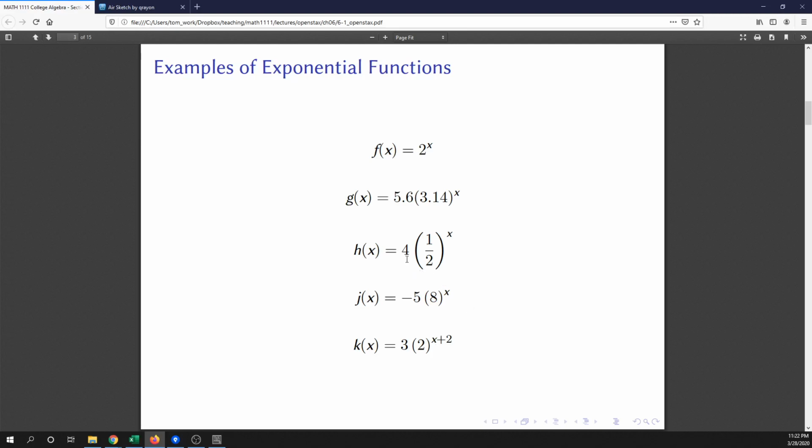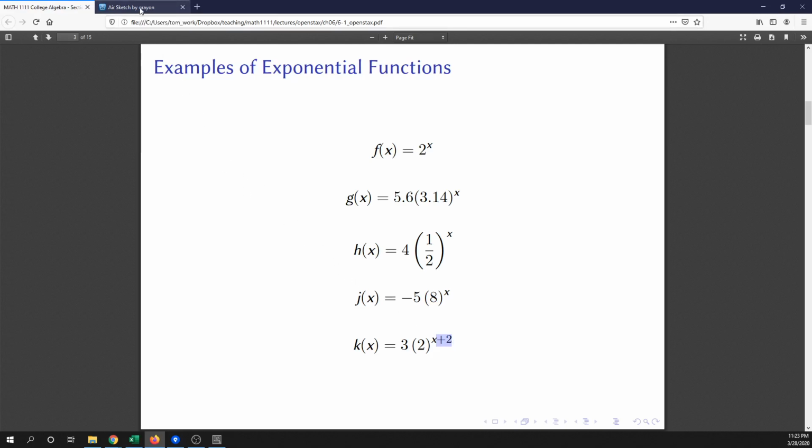Here the a is 4, b is 1/2. Here the a is -5, the b is 8. These are clearly exponential functions. This one you might question a little bit and say, hey, is that really an exponential function? Because what's the story with this plus 2 right here? So that is an exponential function.